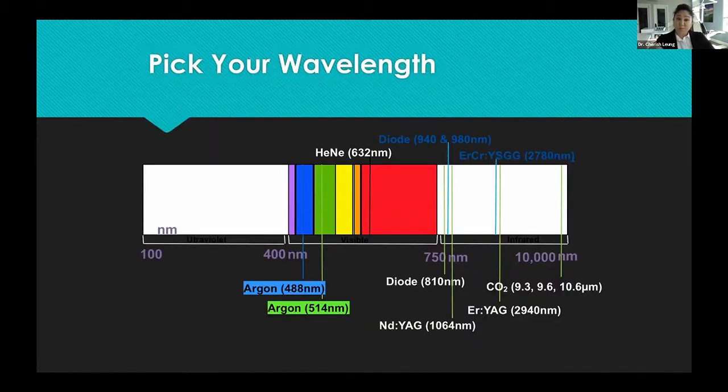So basically when you want to choose a laser, you're going to look at what wavelength you want to use. You're going to look at what you're trying to focus on. And again, this is just visible spectrum, diode right here, and then the erbium chromiums, and then the CO2.